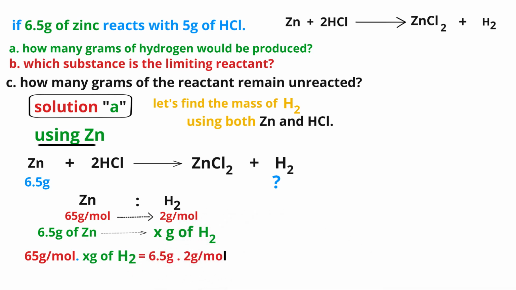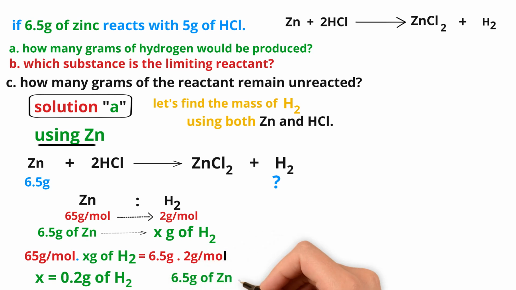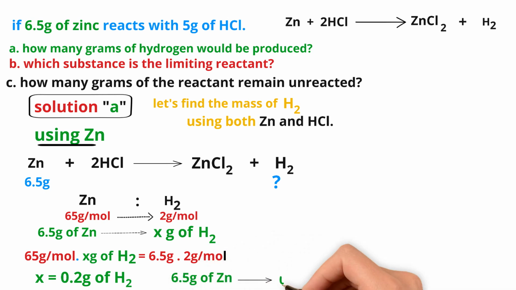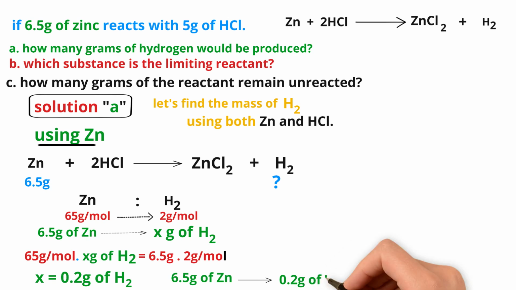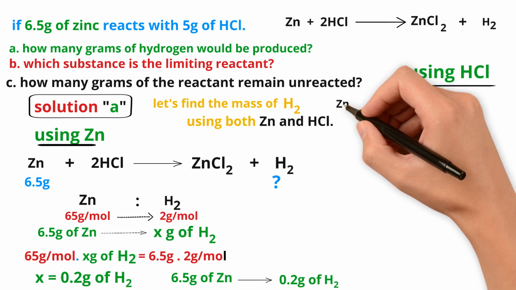Now let us cross multiply. 65 gram per mole into x gram of hydrogen is equal to 6.5 gram into 2 gram per mole of hydrogen. After calculation, we have x equal to 0.2 gram of hydrogen molecule. 6.5 gram of zinc produce only 0.2 gram of hydrogen molecule.